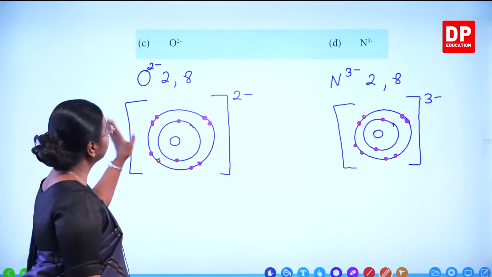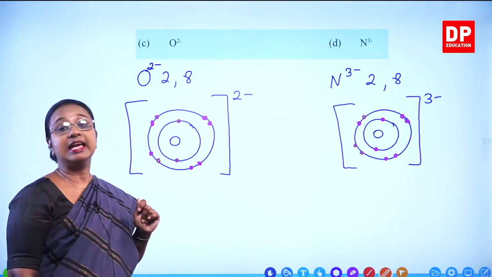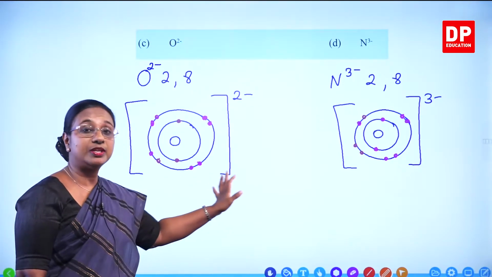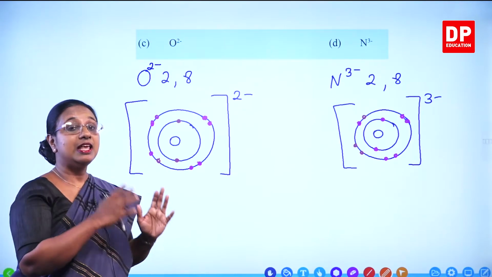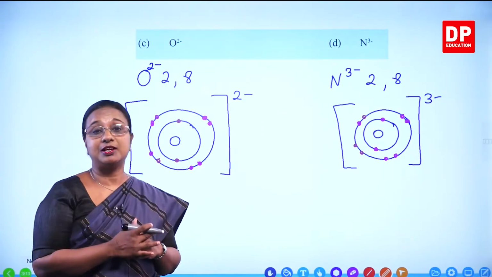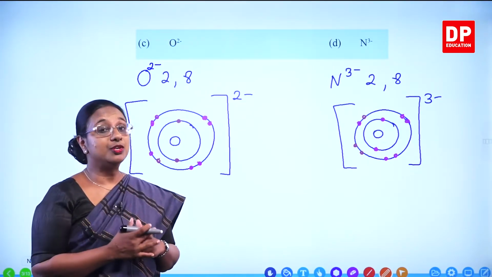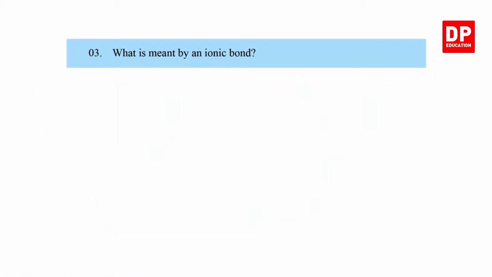The same goes for the negative ions as well. O2 minus and N3 minus. They also resemble neon. So now, can you all understand? They all have the same electronic configuration or stable electronic configuration as the noble gas neon. With that, I will move on to the next question.